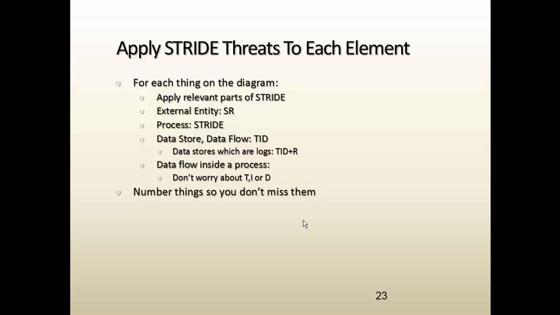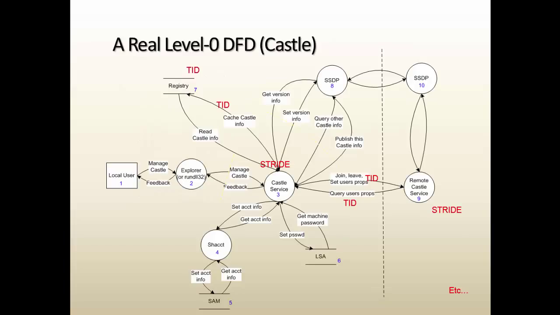What you're trying to do is go through each process and each thing on the diagram, and figure out which are the points in the diagram which have the most to lose. In other words, which ones have the biggest attack surface. So now they've gone through the same one we had before, and we're identifying all those steps. You'll see that everything that actually has STRIDE is a process.